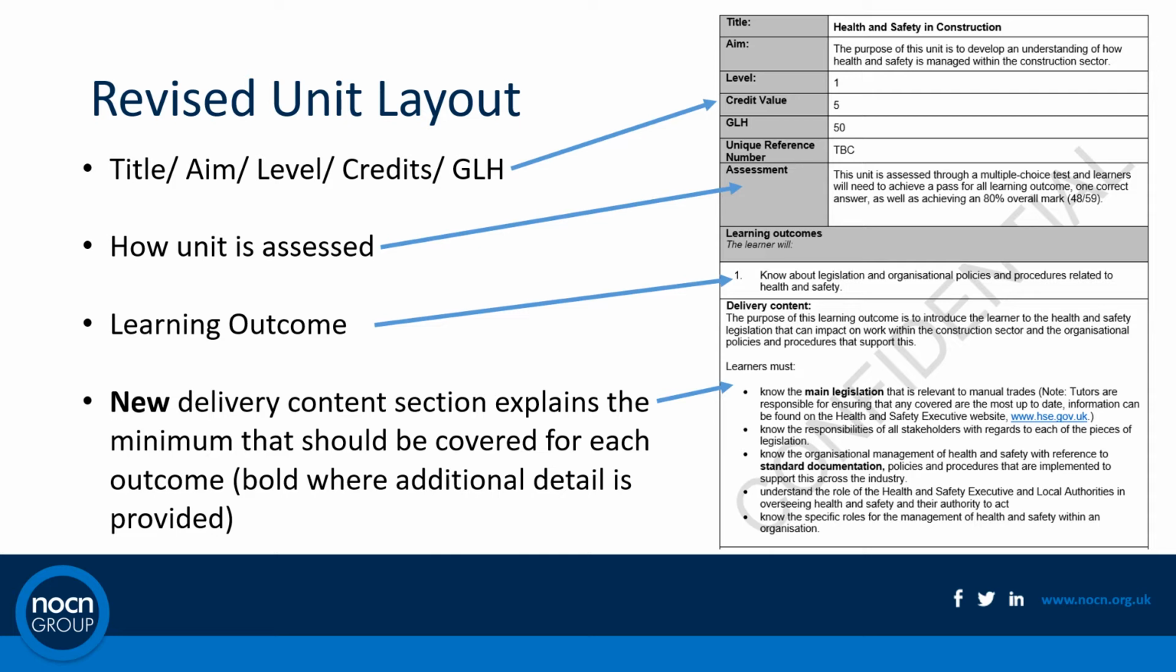As you can see, under the Learners Must part, the first bullet point, know the main legislation relevant to manual trades. Main legislation is emboldened here, as is standard documentation on the third bullet. The reason for this is we've got a section at the end of each unit where we expand on what we expect to be covered by these terms.